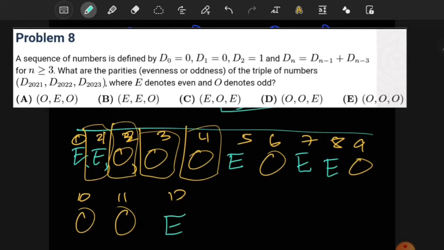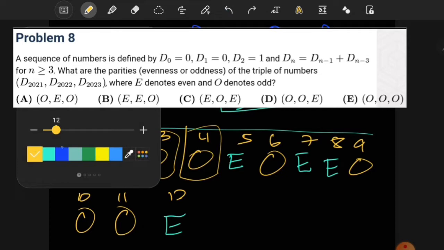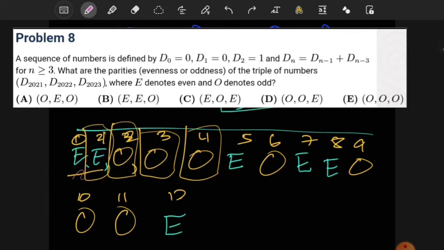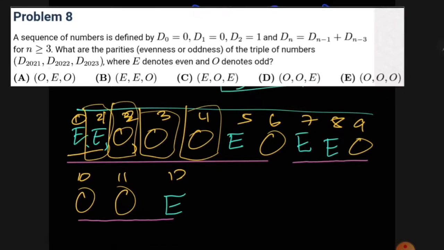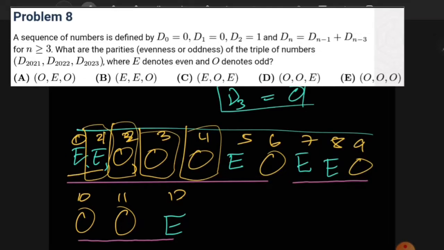Let's see. We start off with 2 even numbers, and we end up with an odd number. If you just see the pattern right here, I'm going to underline it with the color pink. As you can see, it is recursive, it repeats itself. So we can use this property to find d sub 2021, d sub 2022 and d sub 2023. But how? I'm going to count the number of terms within that recursive pattern.